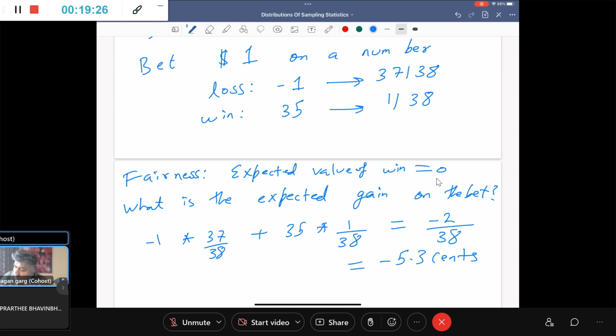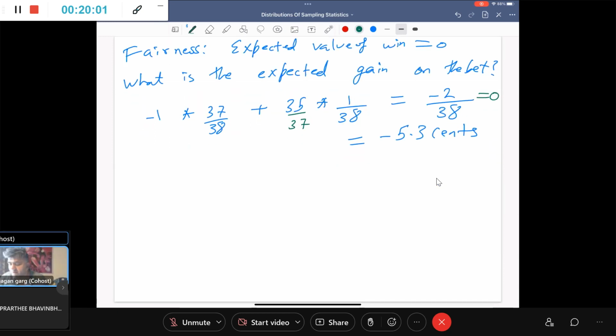So if the winning amount was 37, then the expected gain would have been 0. If it were a fair place, then they would have given you $37 in the win, and then it would have been -1 × 37/38 plus 37 × 1/38, which would have been 0. That would have been a fair game, but it's not a fair place. So on an average, the expected gain on the bet is -5.3 cents.